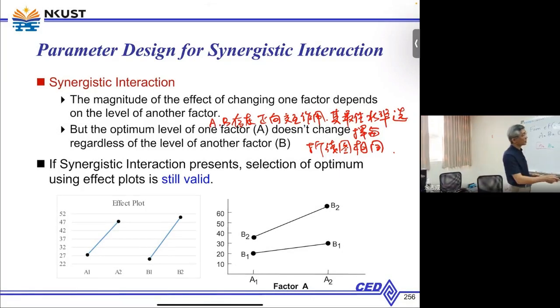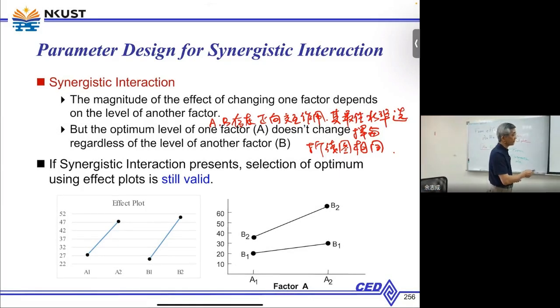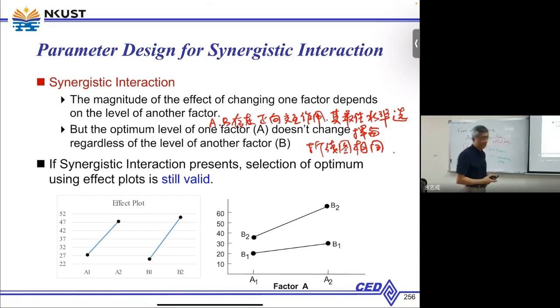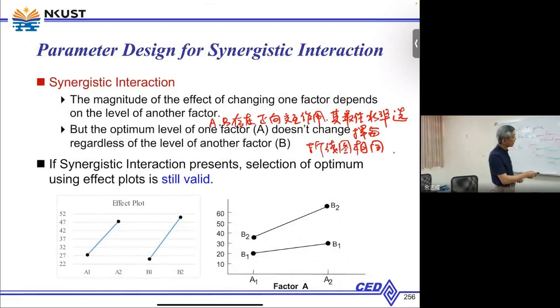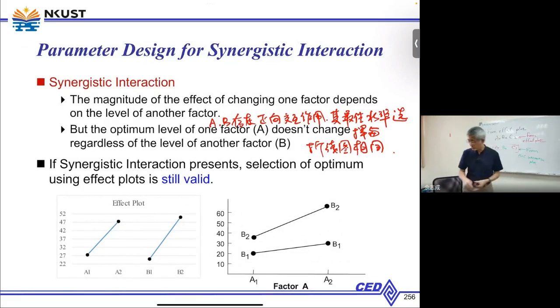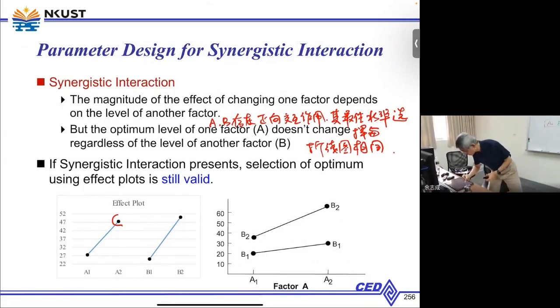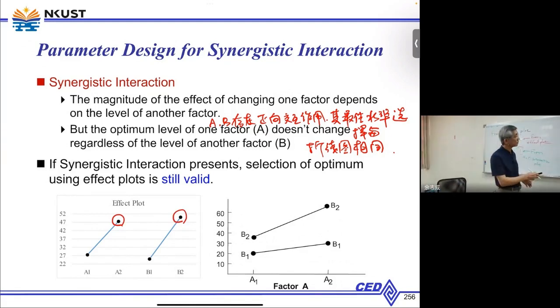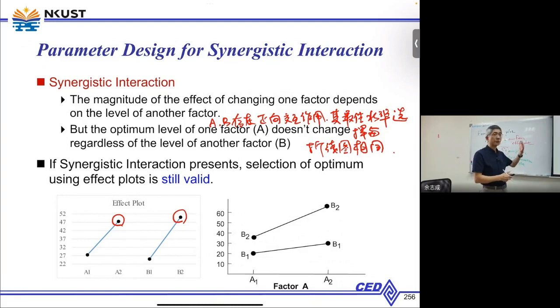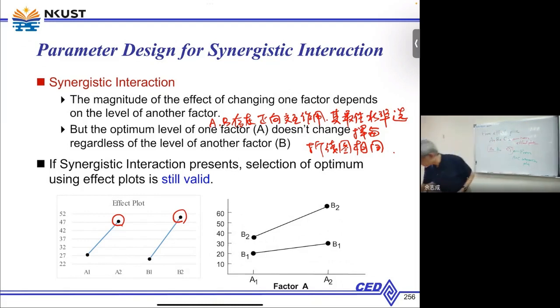This is synergistic, right? Just like this one. This is the effect plot for AB, and the best selection will be A2 and B2, right? A2 and B2. What is the selection from the interaction plot? You just need to see which combination will give you the largest SN. So you can see this combination will give you the largest, right?